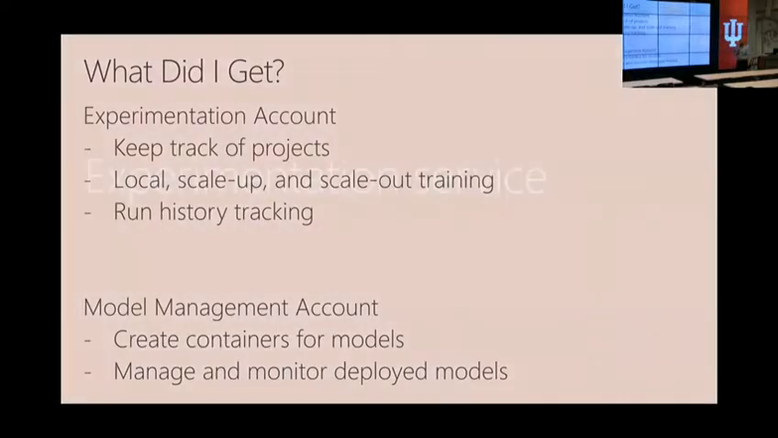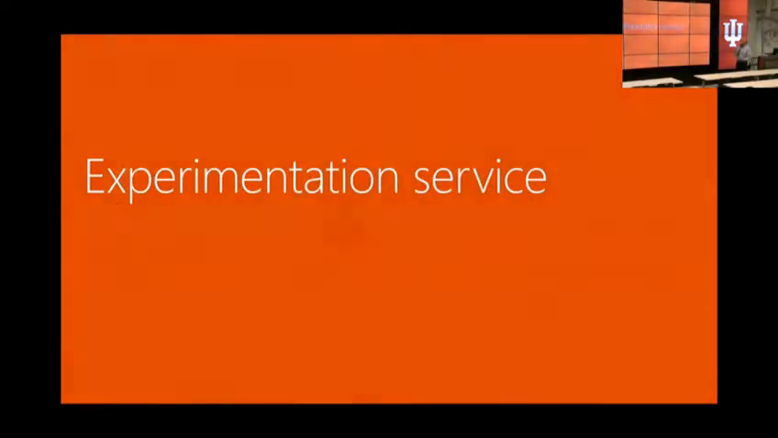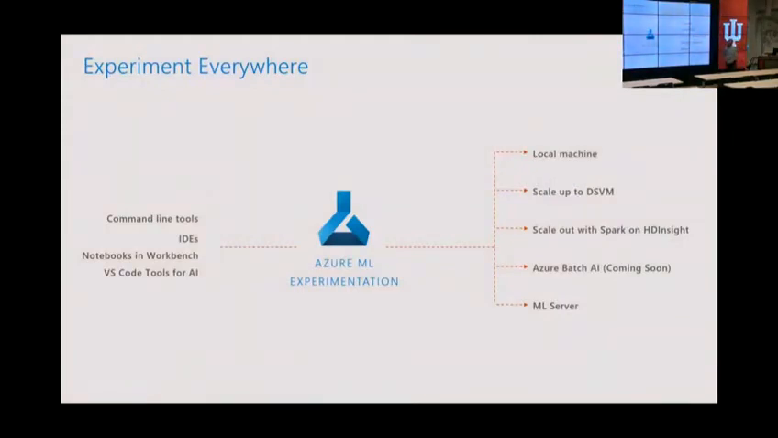So anyway, we have the experimentation service on your desktop, using a command line, using VS Code, using our workbench, or something like that. You can prep your data, build your experiments, and then publish them out to the service. You can do it locally, anywhere you want. We actually have a machine learning server in Azure that you can click a button and say, I want to deploy this to my tenant.